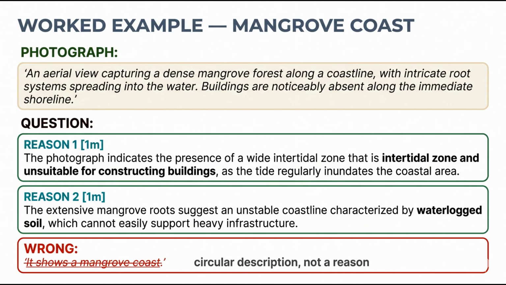Right answer. Look at the 2 answer cards. Reason 1. The mangrove forest suggests this is an intertidal zone regularly flooded by tidal water, making it unsuitable for constructing buildings. That's 1 mark, a geographical consequence of tidal flooding. Reason 2. The soft, waterlogged soil in mangrove areas makes construction physically difficult and dangerous. That's the 2nd mark, a different geographical reason. 2 separate geographical reasons, each linked to the physical environment shown. That's the 2-mark suggest structure.